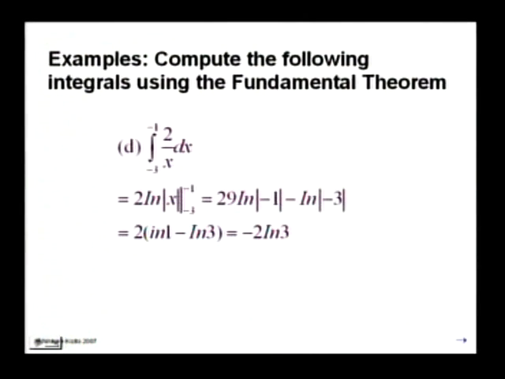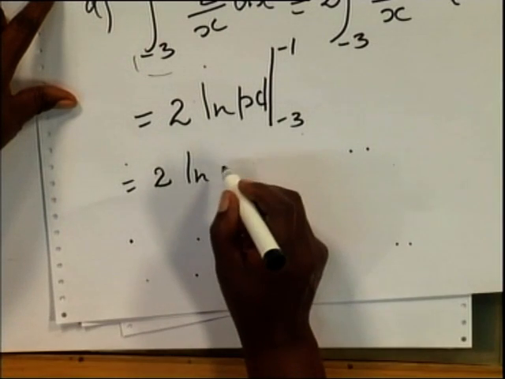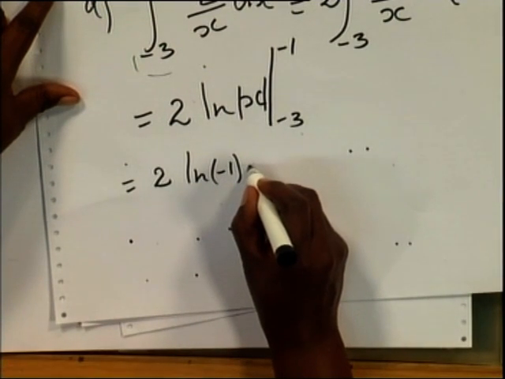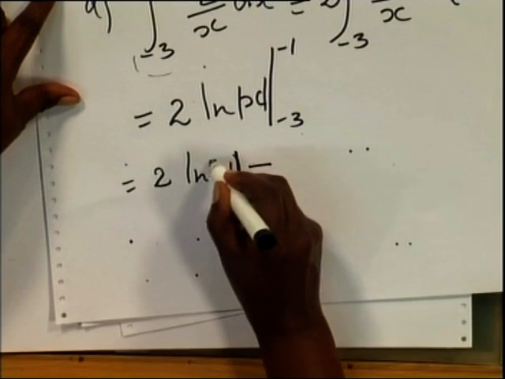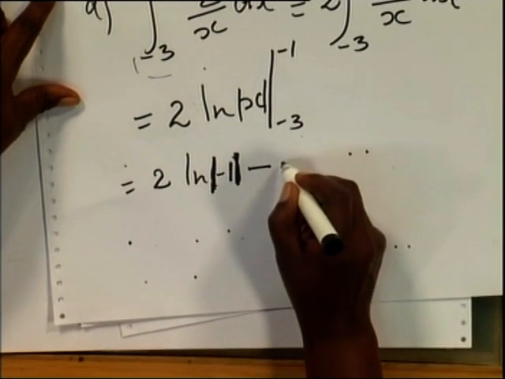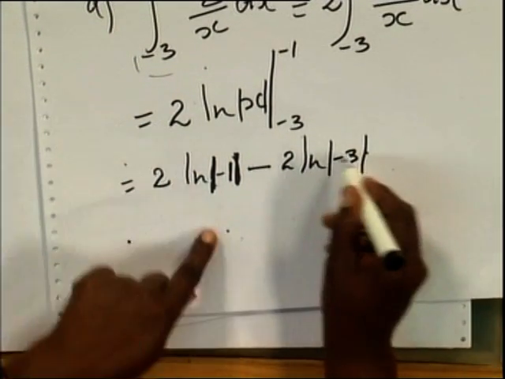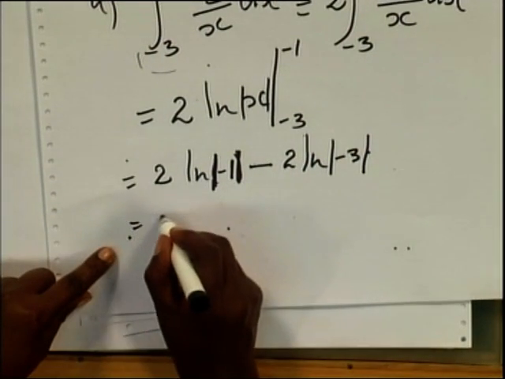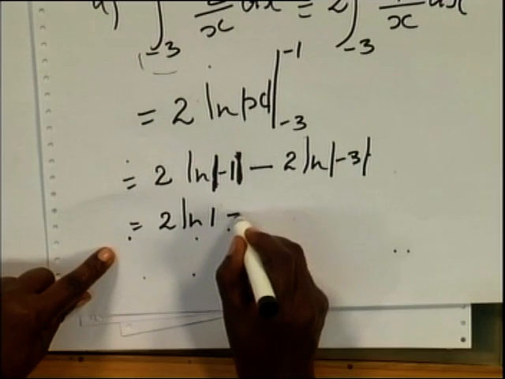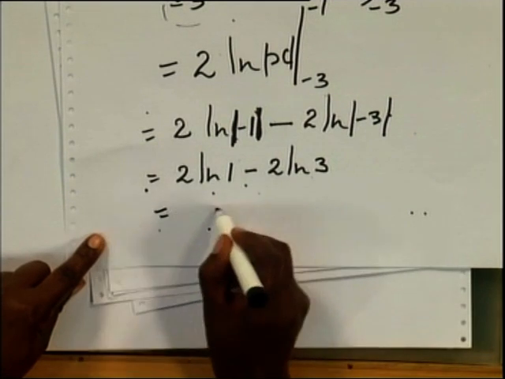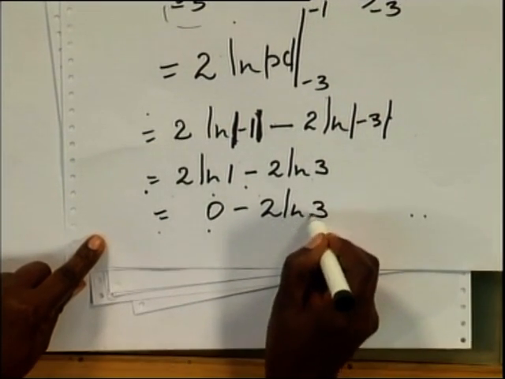So when we go through, we are going to have 2. Actually, there's a mistake here, I think. 2 ln of minus 1, okay, it's undefined, which we can't, absolute value, remember? That's why we are taking absolute value, minus 2 ln of minus 3. Remember, when we say you must put absolute value. So here our answer is going to be 2 ln of 1 minus 2 ln of 3. So here, ln of 1 is 0. So I'm going to have 0 minus 2 ln of 3. That's how the answer is.